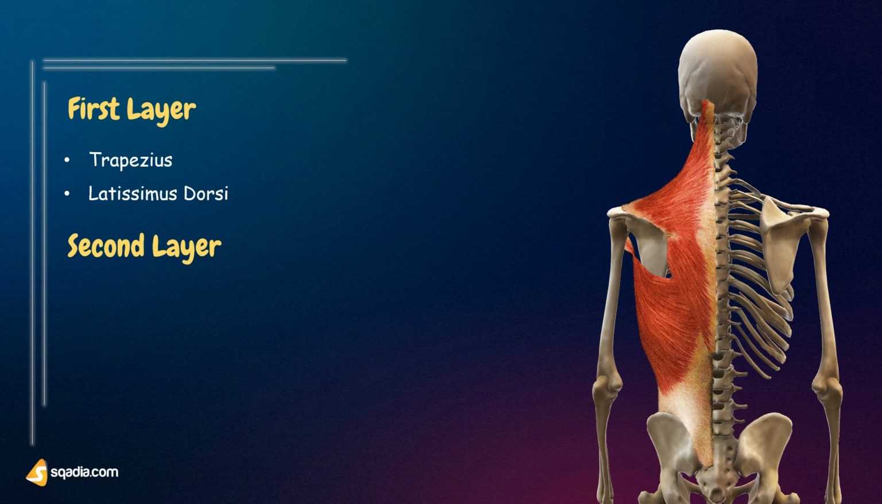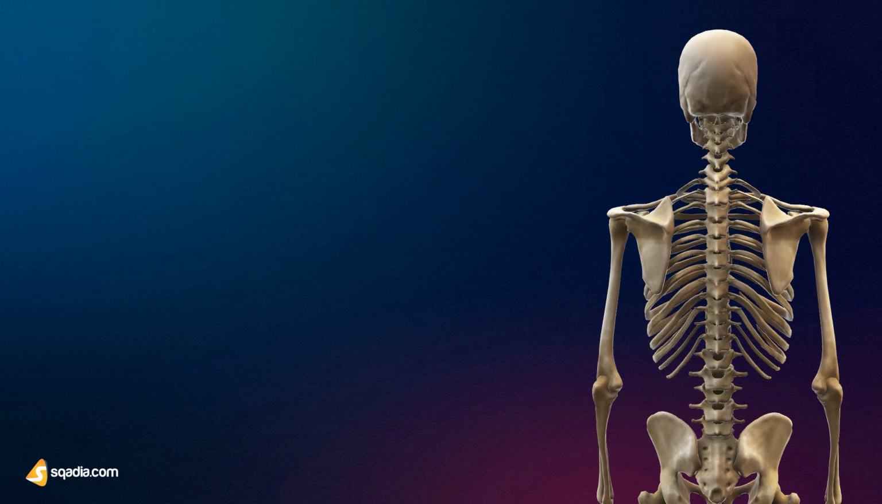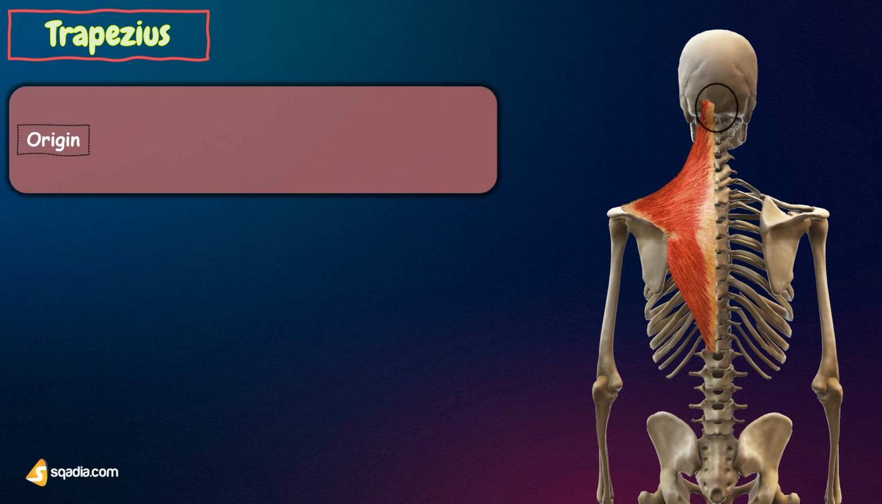The muscles in this group are divided into two layers and are easy to remember. The first layer consists of trapezius and latissimus dorsi muscles. The second layer consists of levator scapula and the rhomboids muscles. Let's go through their origin, insertion, and action one by one. First, we have the trapezius muscle.